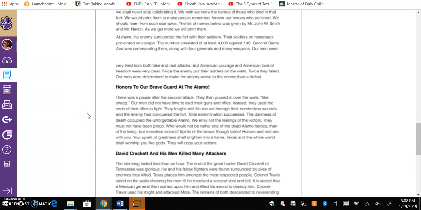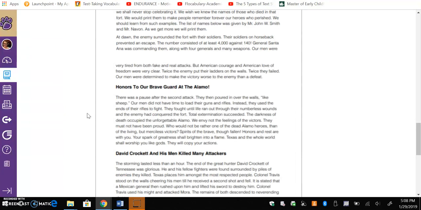At dawn, the enemy surrounded the fort with their soldiers. Their soldiers on horseback prevented an escape. The number consisted of 4,000 against 140. General Santa Anna was commanding them, along with 4 generals and many weapons.